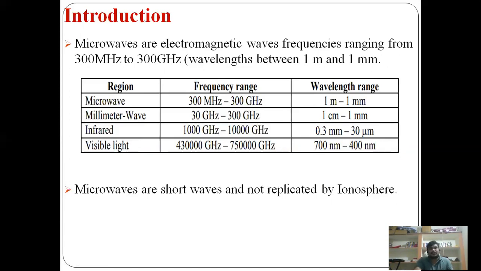But whenever you are transmitting RF waves, radio frequency waves, the nature is longer waves. So whenever the longer waves enter the ionosphere, they will be reflected back to Earth, and the signal will be reflected back towards the Earth.